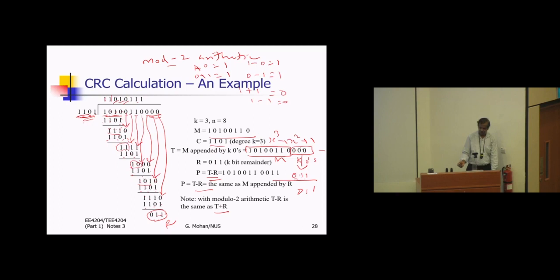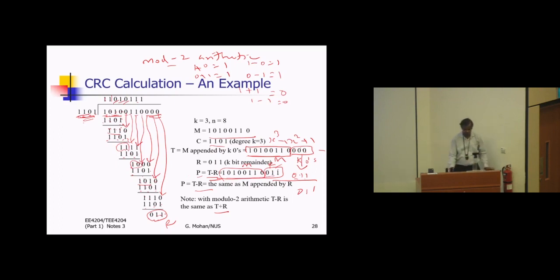Okay. So ultimately what does it mean is, you have the message bits, this is message bits, this is the remainder bits. So you have message followed by the remainders. These are the CRC bits. Is that okay? And this we call it as P. And this will be sent to the receiver.